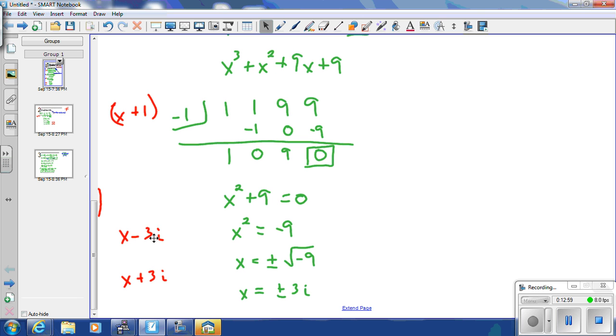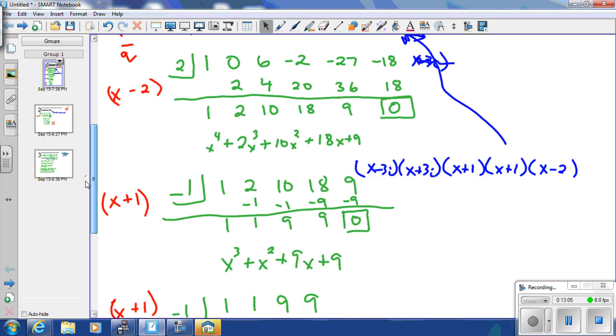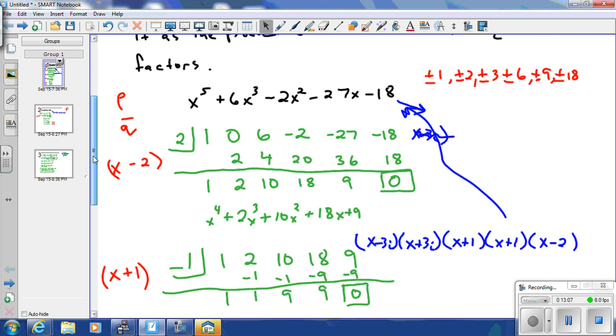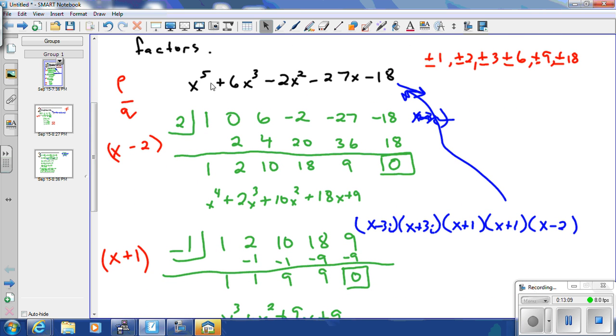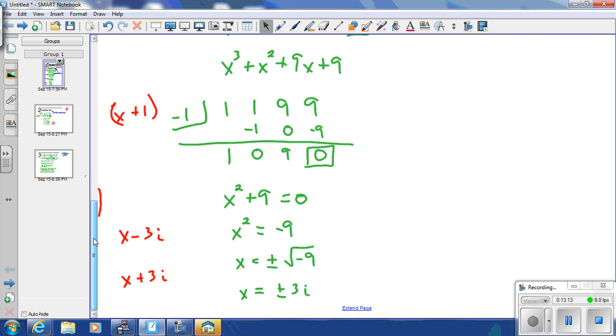Keep in mind that if you have a complex zero, it's going to have a conjugate pair that goes with it. And always make sure that when you're done finding the zeros, you have as many zeros as you're supposed to, which is the highest exponent, a combination of real and imaginary zeros.